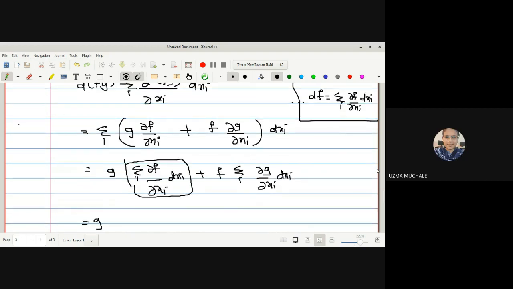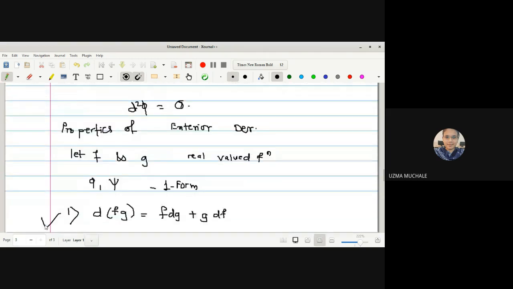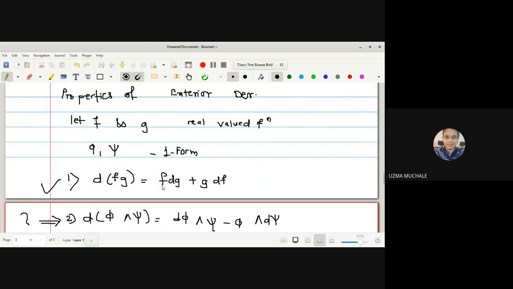df, और इसका वैल्यू क्या होगा, इस जो भी हमने term निकाला, it is dg. So here what I can write, g df plus f dg, and that is what our aim was to prove. d(fg) is equal to g df plus f dg. Okay, ये simply real valued function है, so no need to have very much difficulty. g df plus f dg, or you can write f dg plus g df.